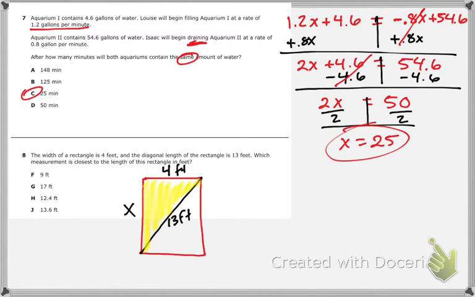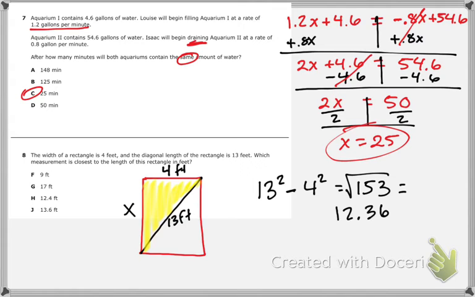So if we're looking for a leg, we can get our hypotenuse squared minus our leg squared. And if I put that in the calculator, 13 squared minus 4 squared gives me a 153. And then we take the square root always at the end. Square root of 153 is going to give me a 12.369, which is close to 12.4. So H will be our answer on this one.